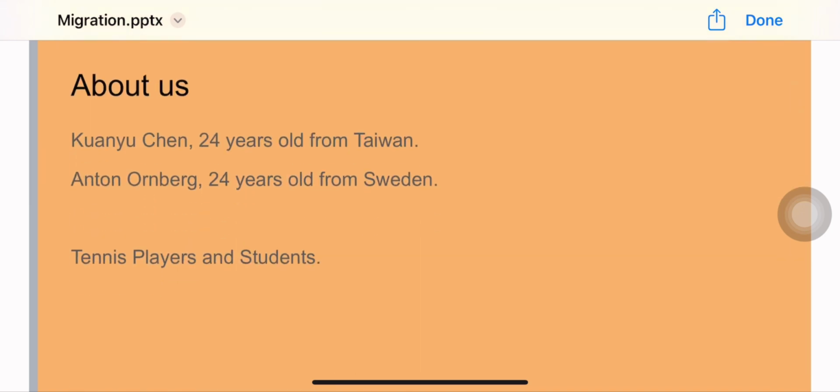And about us, I'm Kuanyu, I'm 24 years old, I'm from Taiwan, and we play tennis and we go to UNLV. Yeah, my name is Anton. I'm 24 years old from Sweden. I've been a student here for almost 5 years, and I also play tennis.